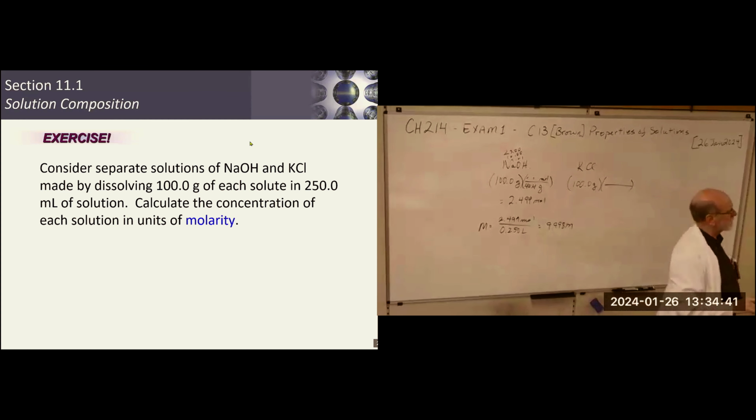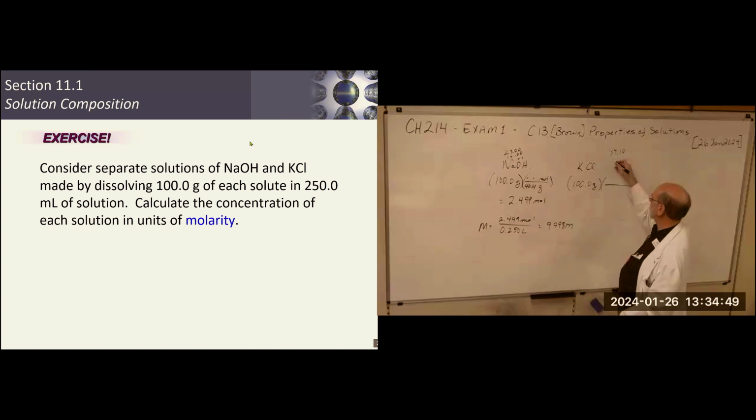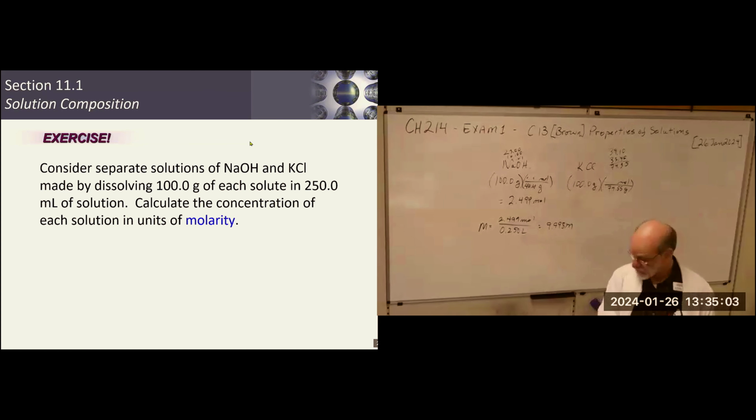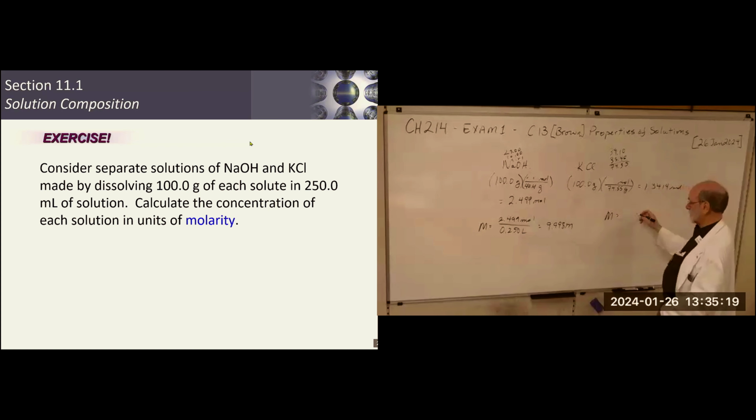How about this one? Let's see, potassium is what? 39.10. And chlorine is 35.45. That's 74.55 grams per mole. We'll divide 100 by that. 1.3414 moles. So the molarity of that solution is going to be less.